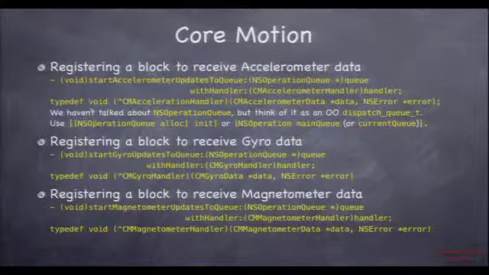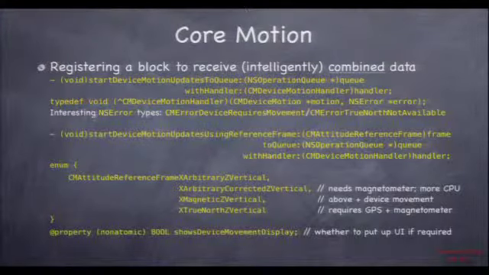So how do you get this information? You do it by registering a block. Here is accelerometer and gyro and magnetometer. And here is device motion. So here's getting the device motion updates. Only thing to notice here that's kind of interesting, the way you specify the queue is you don't give it a dispatch_queue_t. You give it an NSOperationQueue star. But an NSOperationQueue star is basically the same thing as a dispatch_queue_t. It's just like an object-oriented version of that.